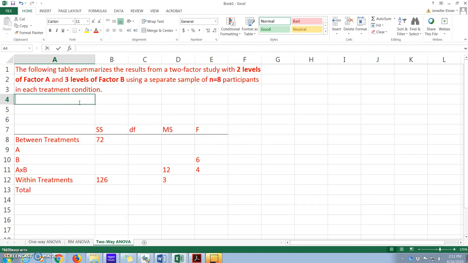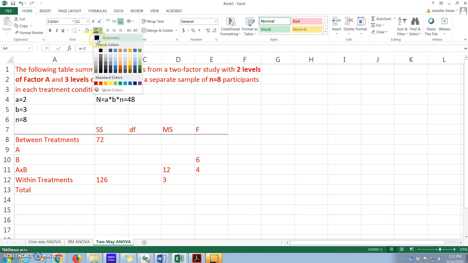So from all of this, we know a lot of things. We know that little a is 2. We know that little b is 3. We know that little n is 8. We can also calculate big N, because big N is just little a times little b times little n. So that's going to be 48. Okay, and this should be black because this is stuff we're solving for.